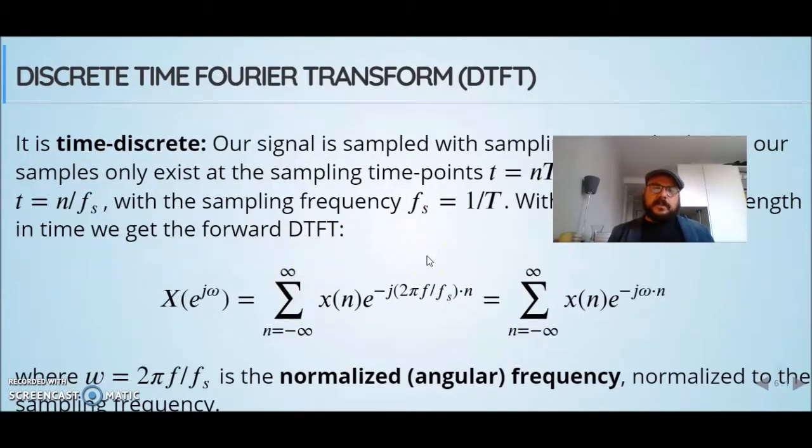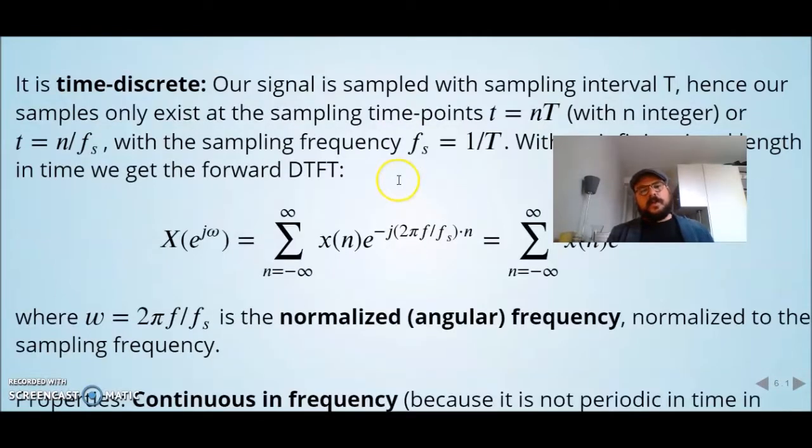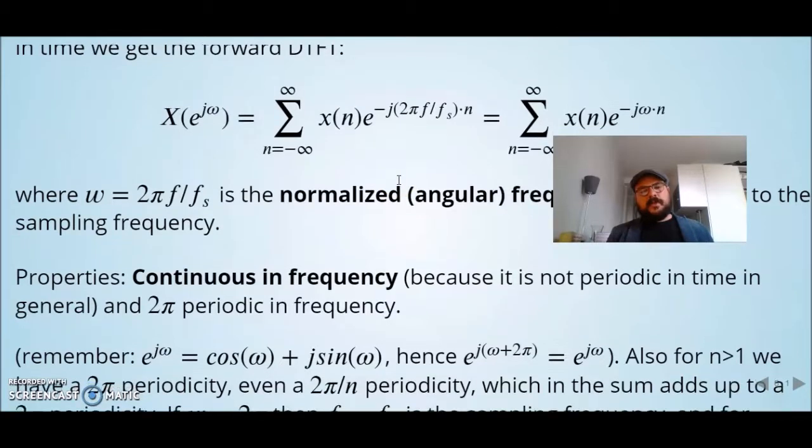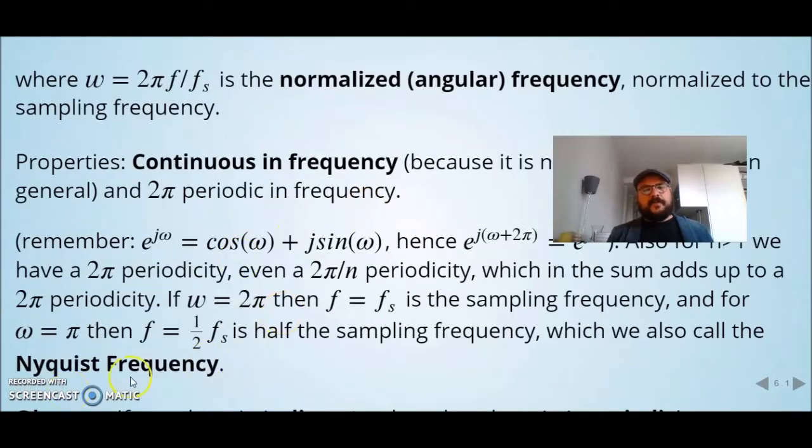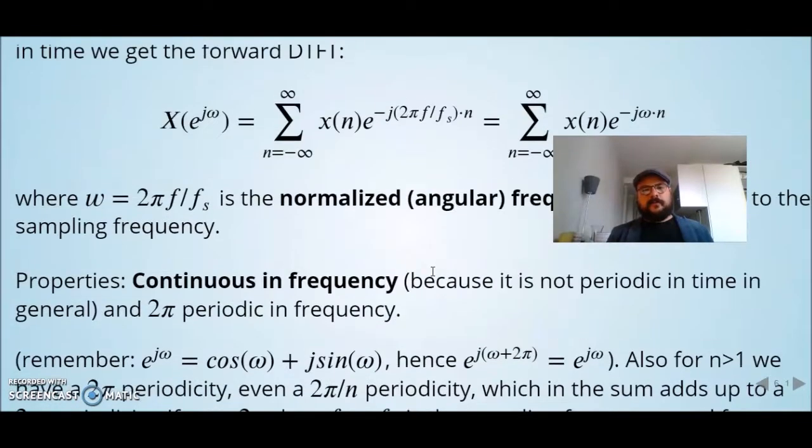There is the omega, which is the normalized angular frequency, which is 2 pi times f divided by the sampling frequency. Just remembering that half of the sampling frequency is called the Nyquist frequency. We talked about that before.